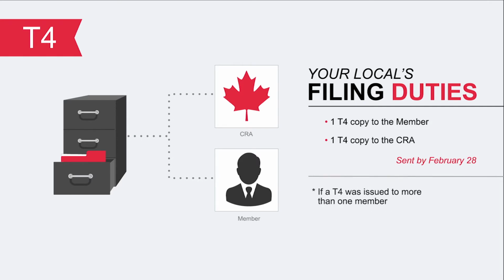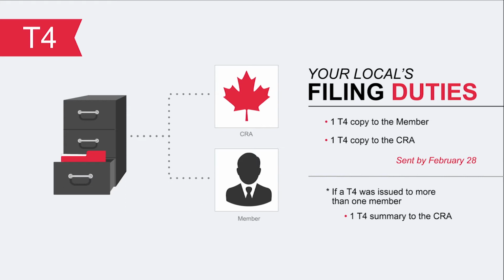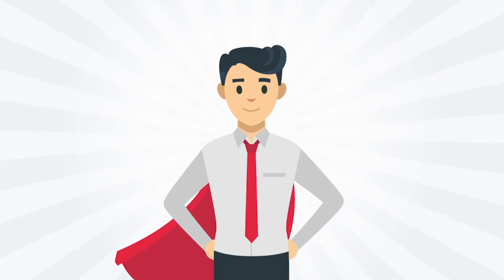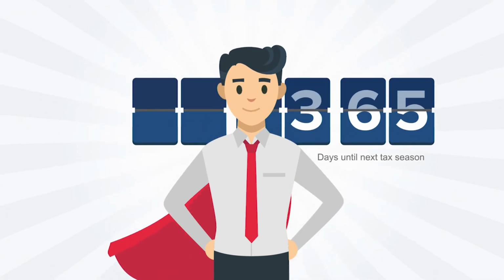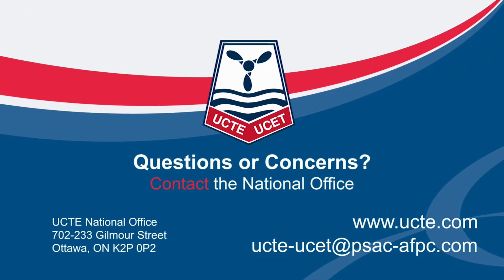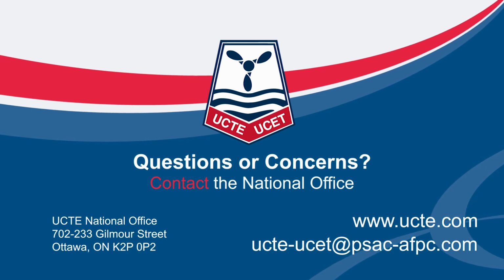And since Robert's local issued more than one T4, he must also submit a T4 summary to the CRA no later than February 28th. Now Robert is once again worthy of his Tax Master title. In fact, he's so excited he can't wait until next tax season. Robert is all set, but if you have any more questions, please contact the UCTE National Office.